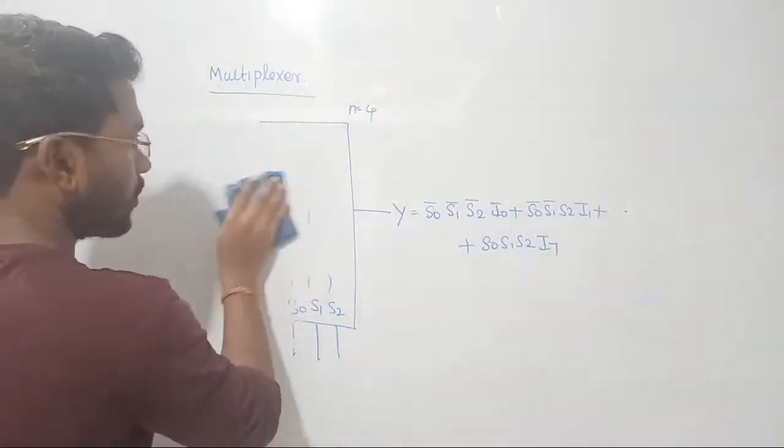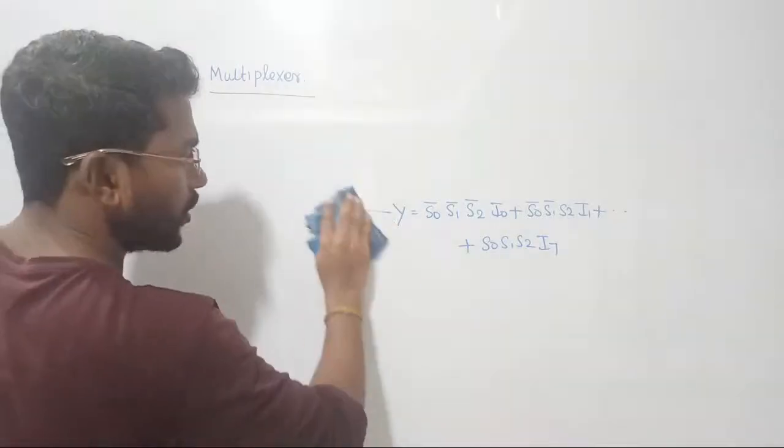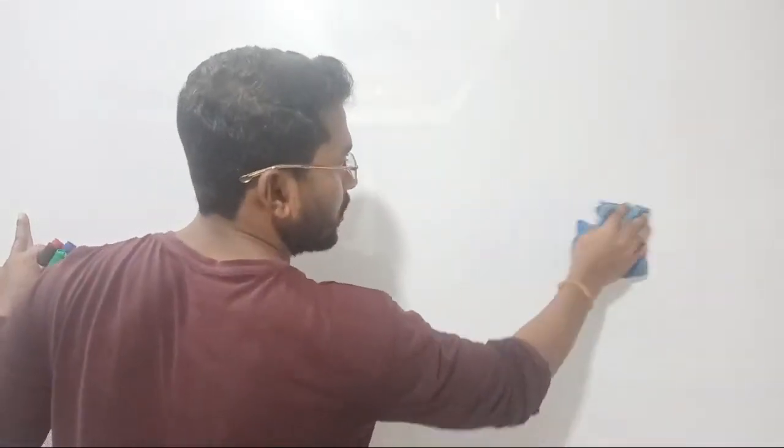So let me remove all this. Now the next task that we are going to do is, see there, suppose 4 cross 1 mux is not available in the laboratory.